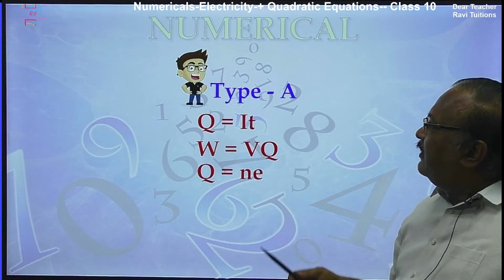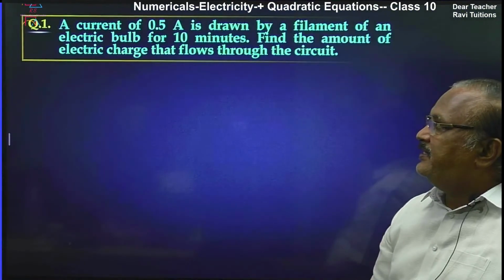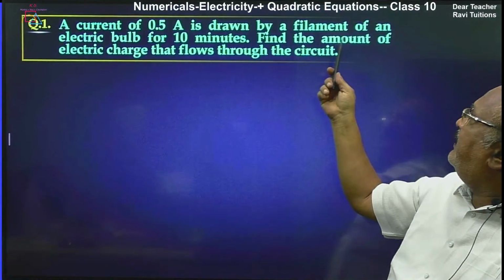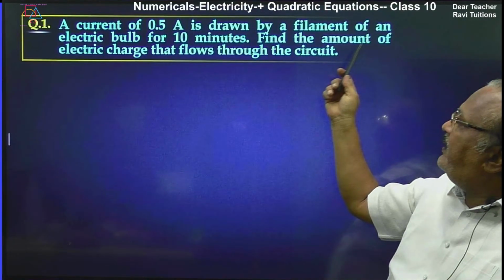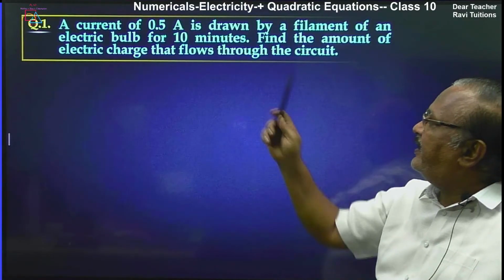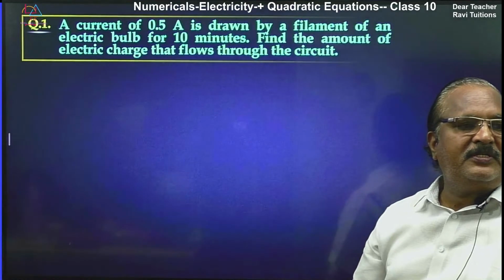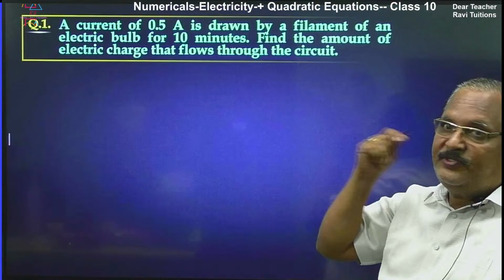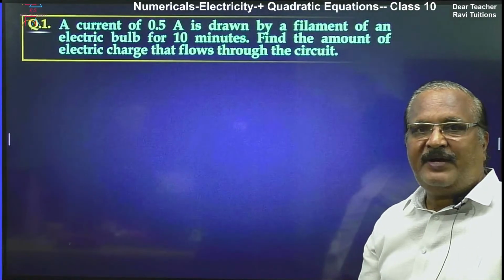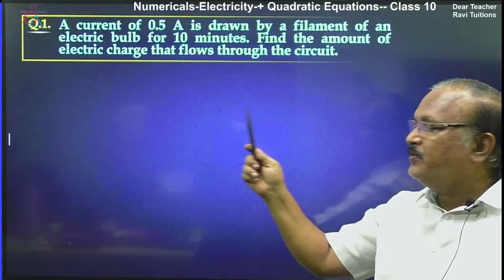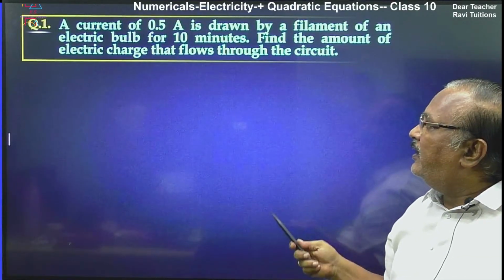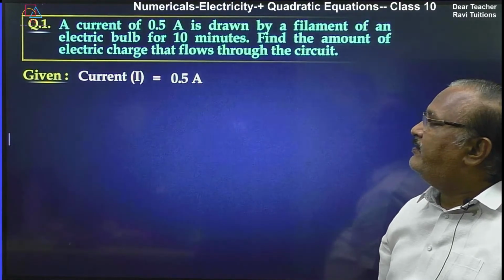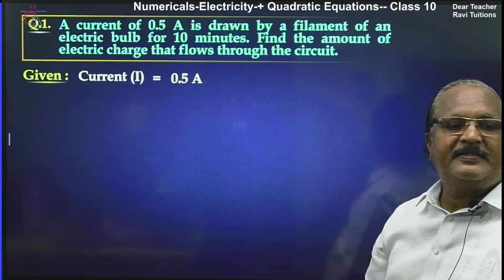So now let me take the problem. This is one of the problems. The current of 5 amperes is drawn by a filament of an electric bulb for 10 minutes. Find the amount of electric charge that flows through the circuit. This is the question. Current of 0.5 amperes is the current, I. You have to write first the given. So current I is equal to 0.5 amperes. So this is the first one.